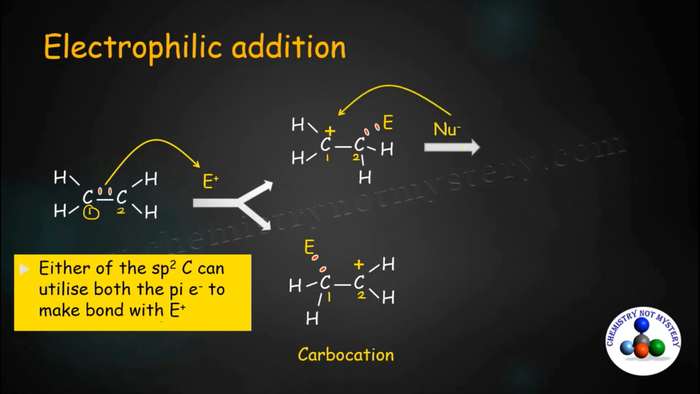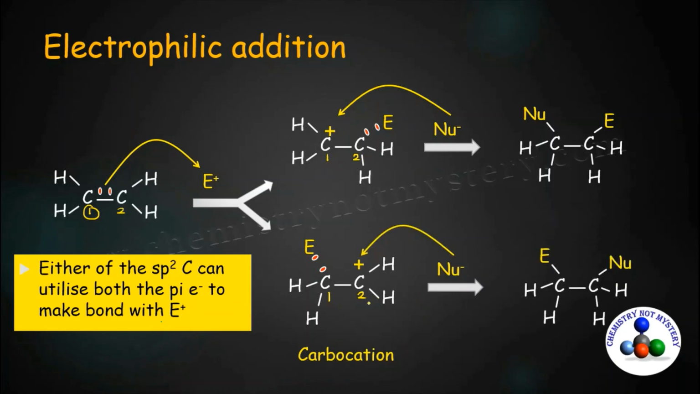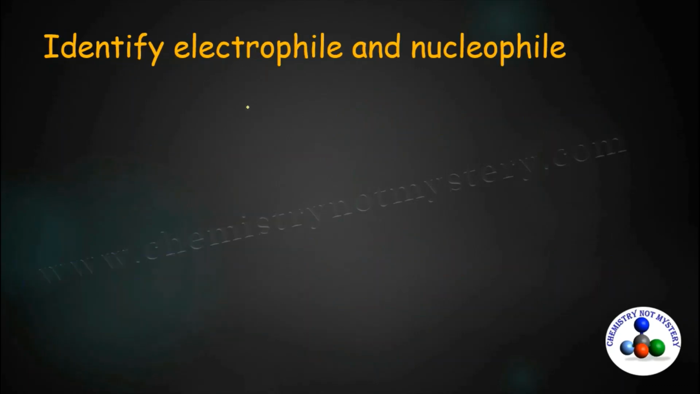Now in the next step, nucleophile will get attached to formed carbocation and you will get your product. In the same way, nucleophile gets attached to formed carbocation and results in the product. So this is the mechanism of electrophilic addition to alkene molecule. First of all, you need to identify electrophile and nucleophile in the given reagent.